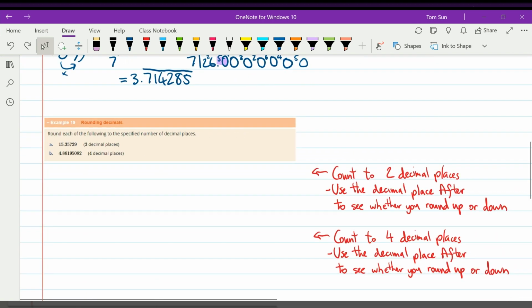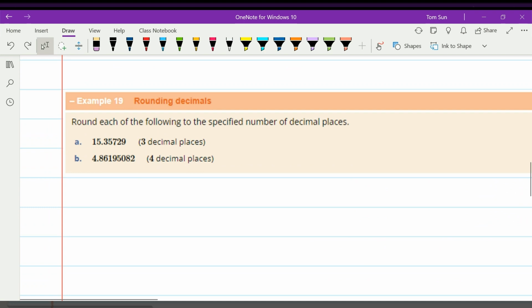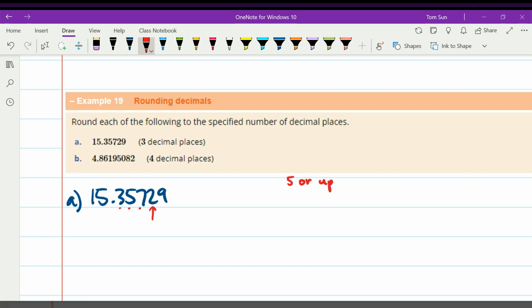Some of you should already know this. In this case, take a look at this question here. It's 15.35729, and we want to round it to 3 decimal places. We need to look for the 3 decimal places. So we got 1, 2, 3, and then the number after that is the one that tells us whether we should round up or down. So 5 or greater, you round up. 4 or lesser, you round down. Okay, that's how you round.